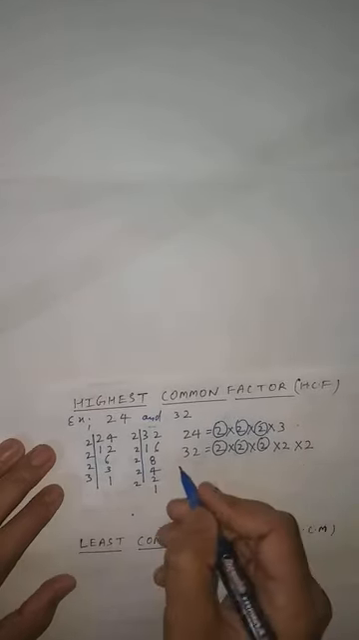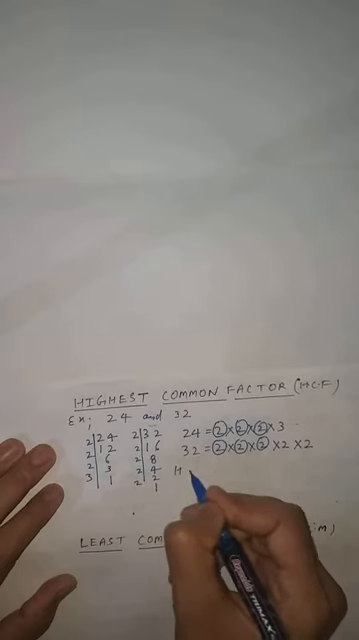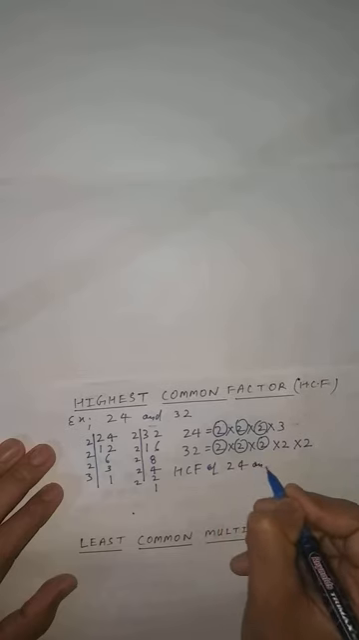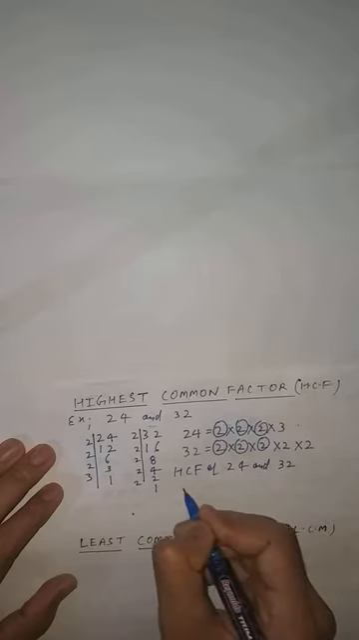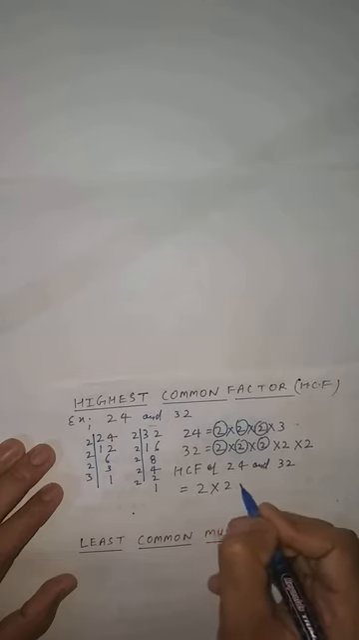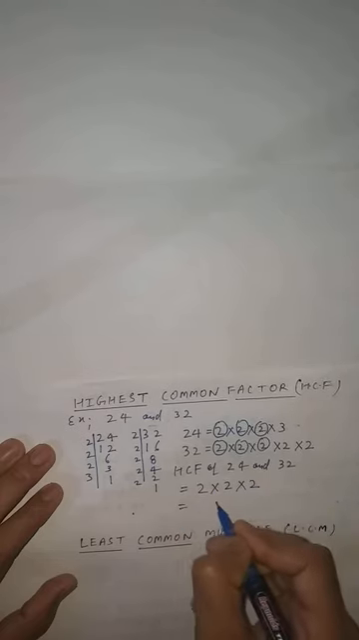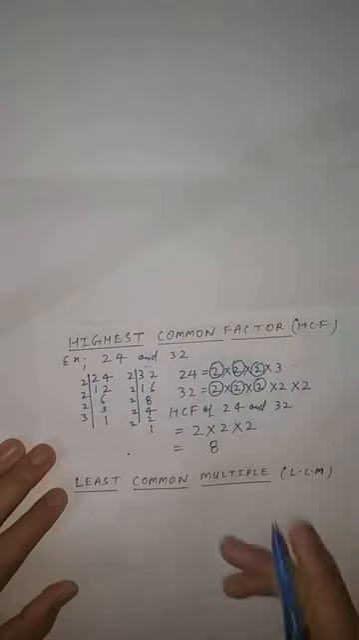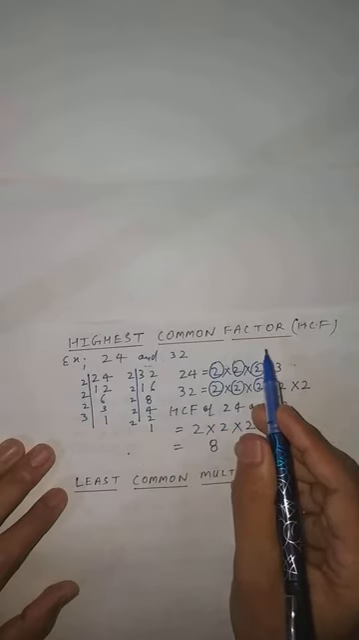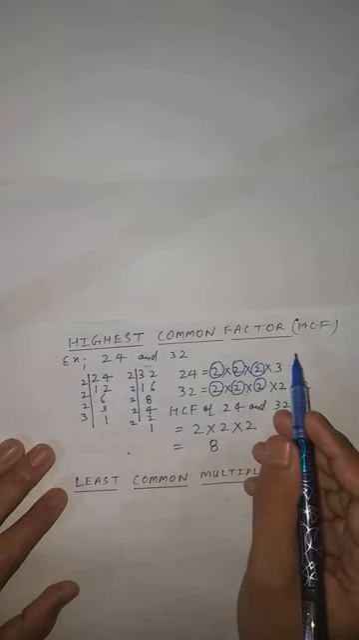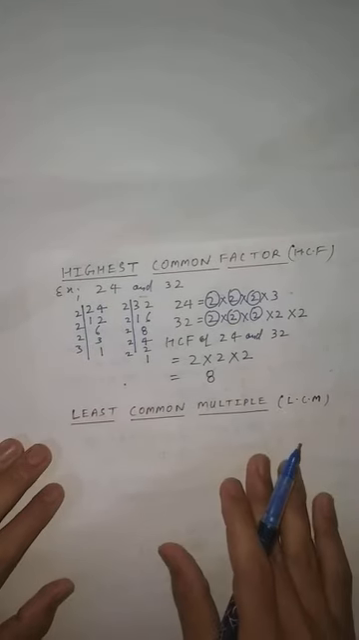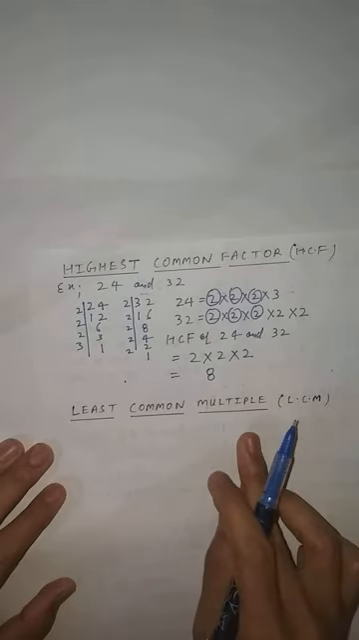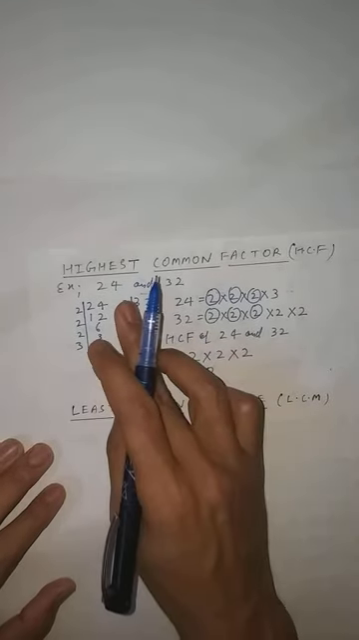Clear students? So we will write down HCF, which means highest common factor, of 24 and 32 equal to 2 multiply by 2 multiply by 2 equal to what? 8. Clear students? Now, this is also known as the greatest common divisor and the greatest common factor. Clear students? Now least common multiple. Here for the highest you have to find factors, and here you will find multiples. Least means smallest and highest means largest.